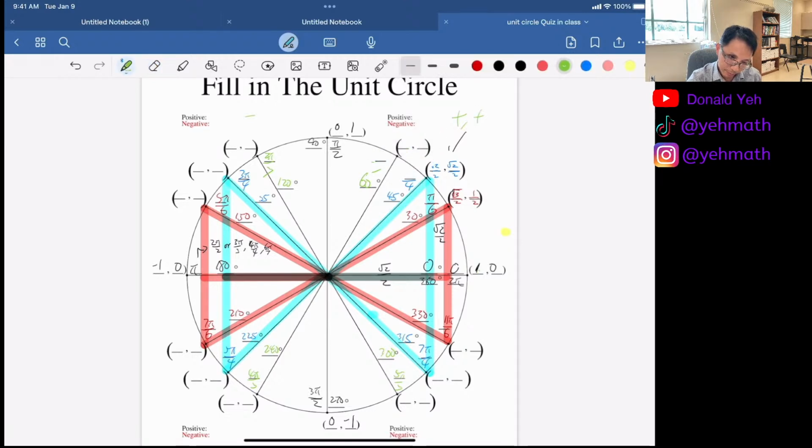Yeah, sorry. Pi over 3. This is pi over 4. This is a 1/2. This is square root 3 over 2. So everything else is gonna be the same thing, just copy the plus and minus.